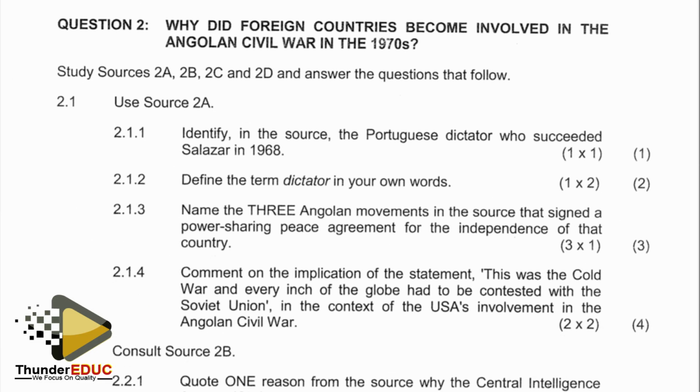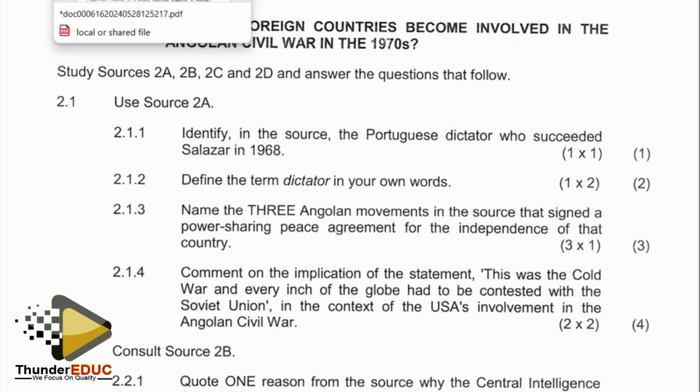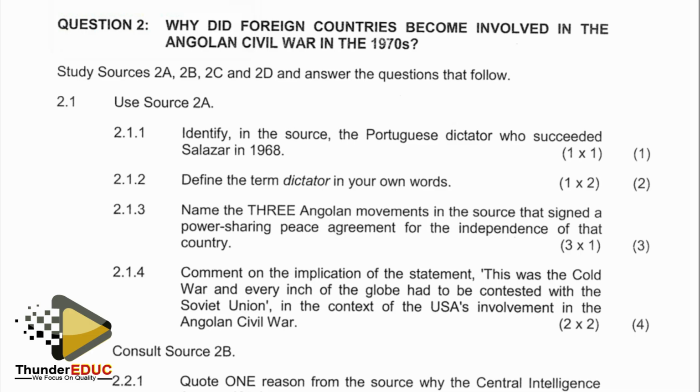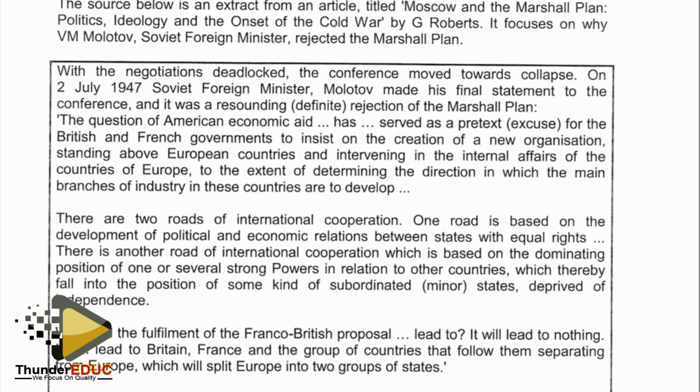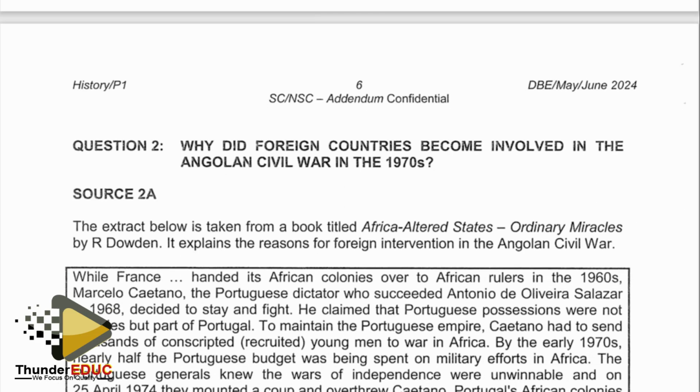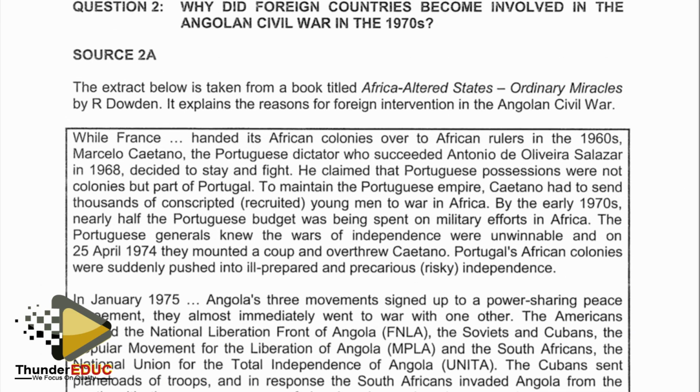We move on to question number 2, which is based on Angola. We are going to highlight the answers where we get the responses as quick as is possible. Right, we got source 2A. The question is talking about why did foreign countries become involved in the Angolan civil war in the 1970s. I think we all understand the Angolan situation.